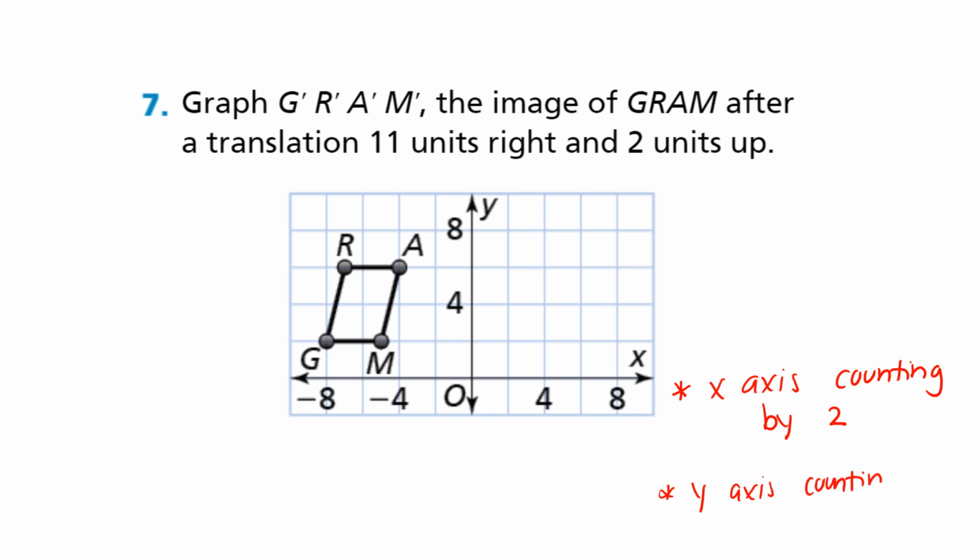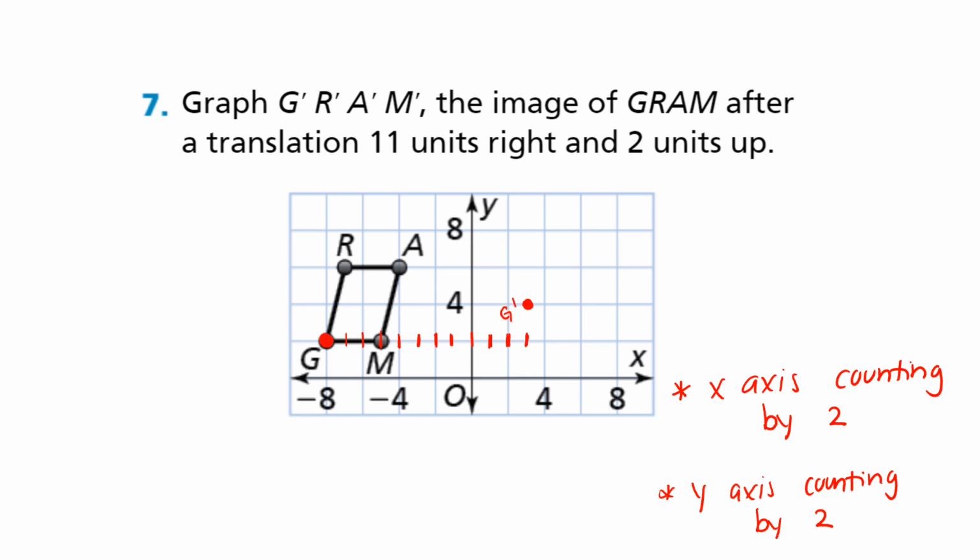So even though we want to go 11 units, we have to count 2 values on the graph at a time. So going from -8, if I start at point G, going from -8 and going right 11, I have to count in between. So that would be 1, 2, 3, 4, 5, 6, 7, 8, 9, 10, 11, putting my point here at the 3 spot. And then going 2 up only takes me up to the 4, going from 2 to 4. And so that is my new G point, G prime.